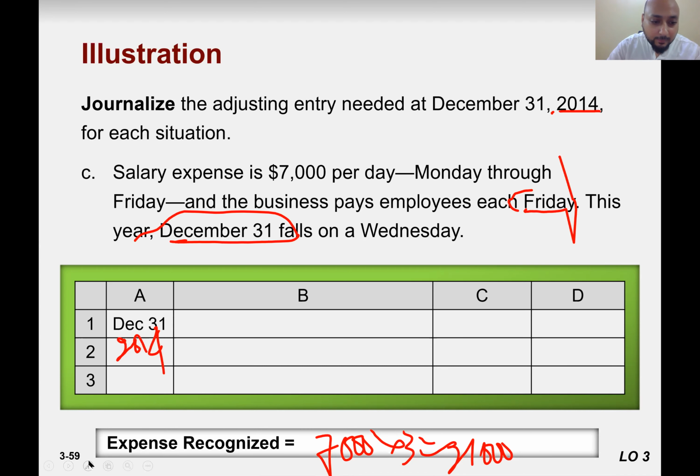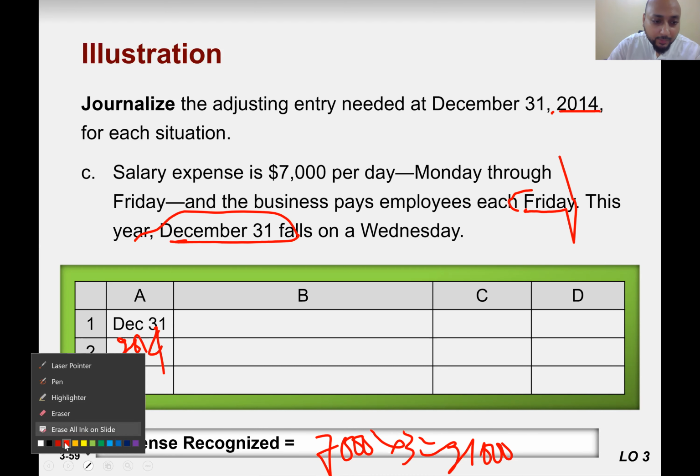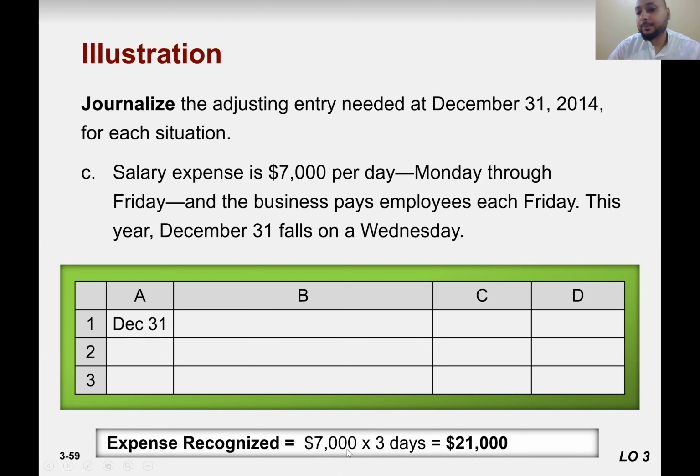Right? So the expense occurred, but did we pay? We will pay on Friday. It means on Wednesday we didn't pay, so we will pay later. We create a liability. So the expense occurred, yes. When expense occurred, expense increase, debit. So we create liability, liability increase, credit.